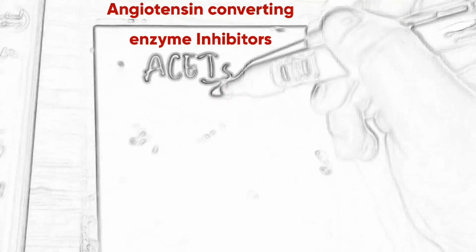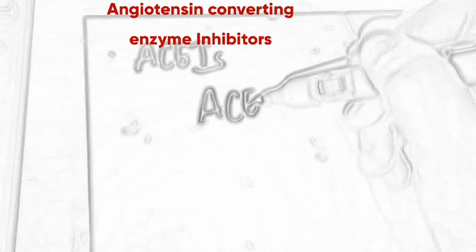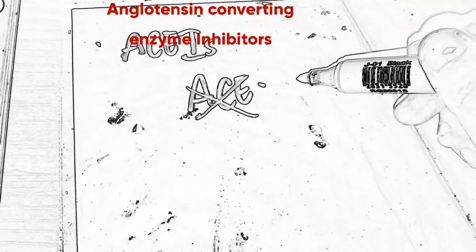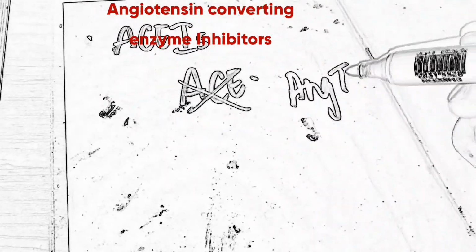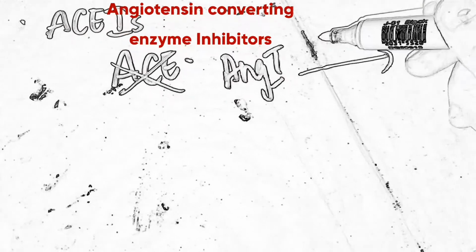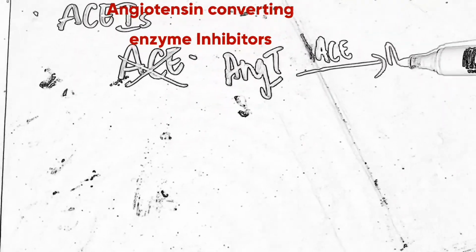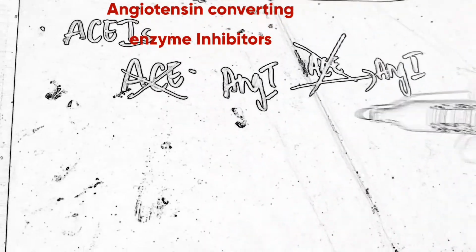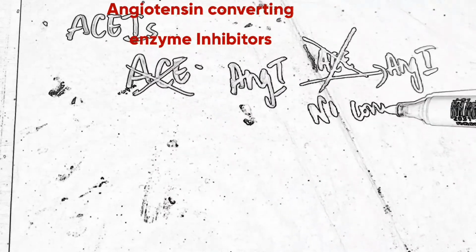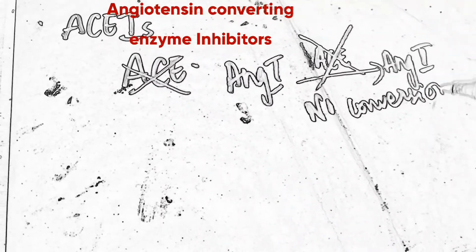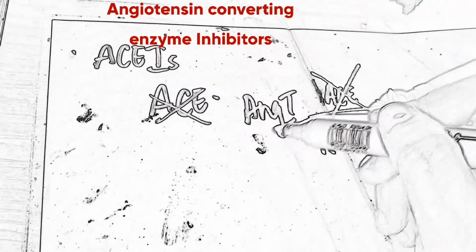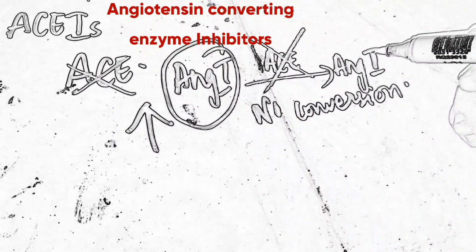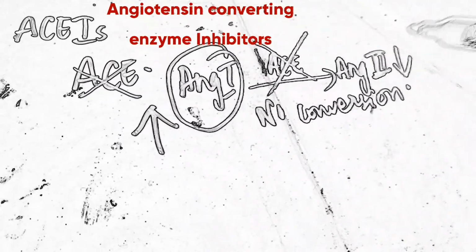Angiotensin converting enzyme inhibitors, as the name indicates, inhibit ACE or angiotensin converting enzyme. As you know, ACE is responsible for converting angiotensin 1 to angiotensin 2. So since there is inhibition of ACE, there is no conversion of angiotensin 1 to angiotensin 2. And hence, this causes an increase in the levels of angiotensin 1, whereas the angiotensin 2 levels tend to decrease.